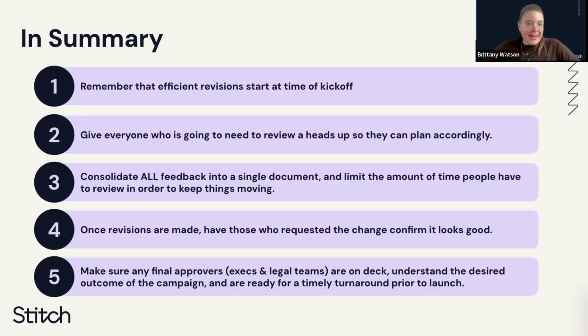So in summary, 5 tips in order to enhance and optimize your revision and feedback cycle. Number 1, remember that the efficient revision process truly starts at the time of kickoff. Number 2, give everyone who's going to need to review a heads up so they can plan accordingly. Number 3, consolidate all of your feedback into a single document and limit the amount of time people have in order to actually review so we can keep things moving forward quickly.